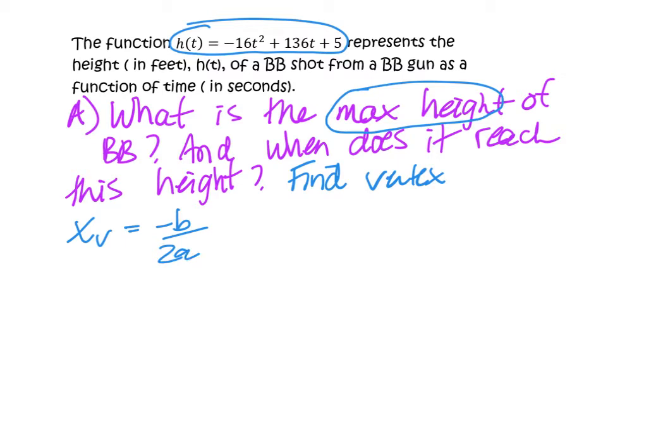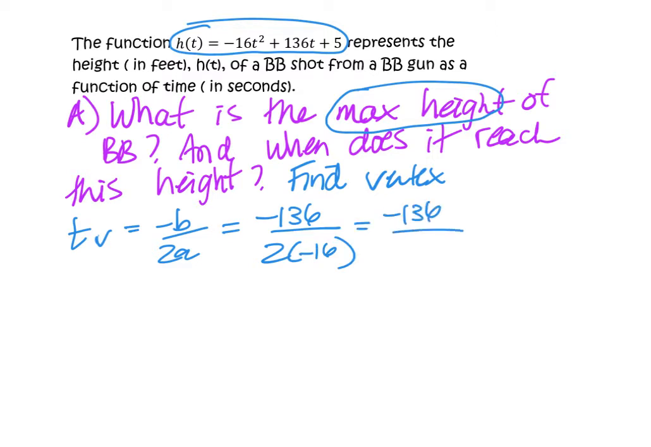In this case, maybe I'll rewrite that. Let me be completely correct with my variables, and I'll write it as t sub v because my input in this case is time. So this is going to look like this, right? Opposite of b is going to be negative 136 over 2 times negative 16. So when I do that out, I'll have negative 136 over negative 32.